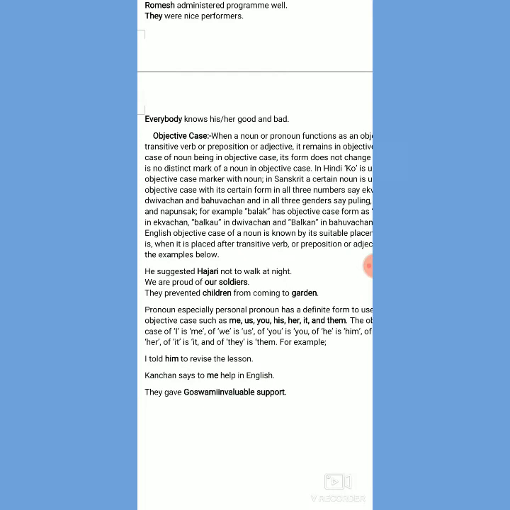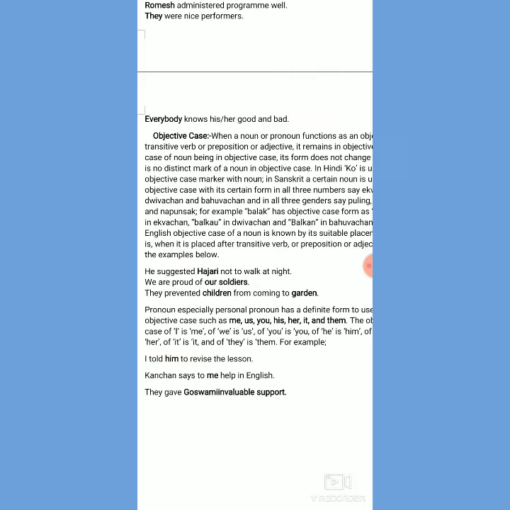Here we can take examples of the object. These words are nouns. He suggested Hajari not to walk at night. So Hajari, the noun, is used as an object in the first sentence. We are proud of our soldiers. Of is the preposition, so our soldiers is the object of it. They prevented children. Prevented is a transitive verb, so children is the object. And from coming to garden, garden too is the object of a preposition.